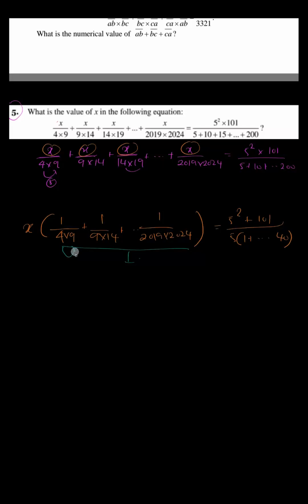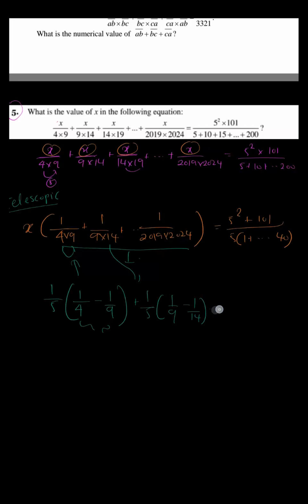Here we can see the difference is 5, so we can take 1 over 5 as common and write the whole thing as 1 over 4 minus 1 over 9. This term combined with the 1 over 5 is another way of expressing 1 over 4 times 9. This is something we have learned under the topic of telescopic sums, and we are just using this specific technique here. In the same way, we can write the next term as plus 1 over 5 times 1 over 9 minus 1 over 14.